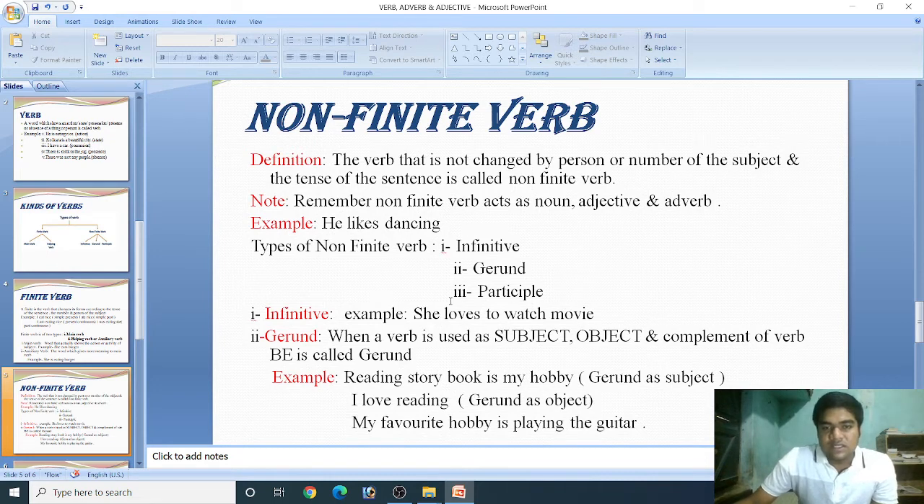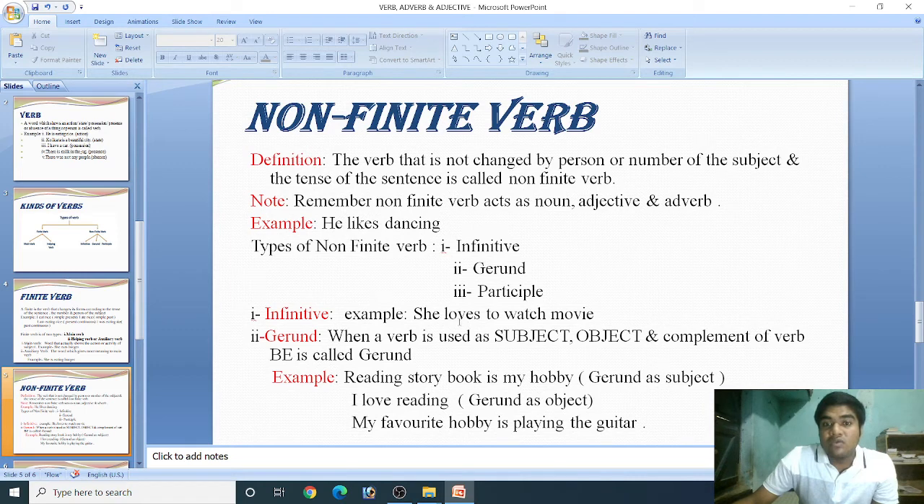So as you can see in this sentence, she is the subject and loves is the main verb, and another verb here is watch. There is a to before this verb. So whenever there is a to before a verb, and this verb does not act as a verb, here in this sentence watch does not act as a verb, it acts as an adverb. Why? She loves to watch. She loves to what? She loves to watch.